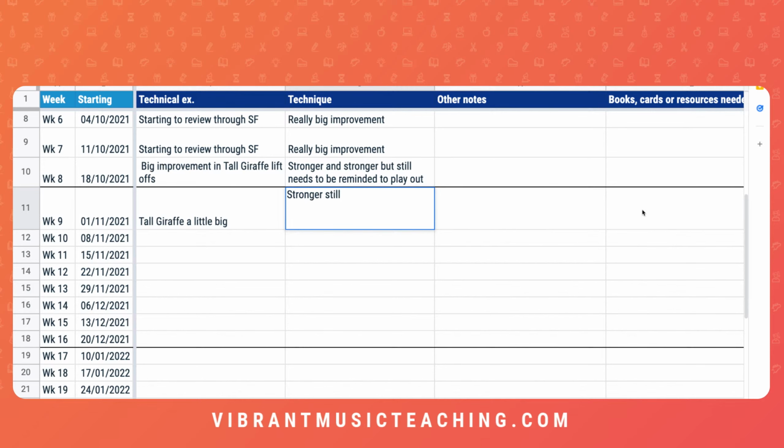Stronger still. It's definitely every week his fingers are getting stronger. He's playing more into the keys, which is great.